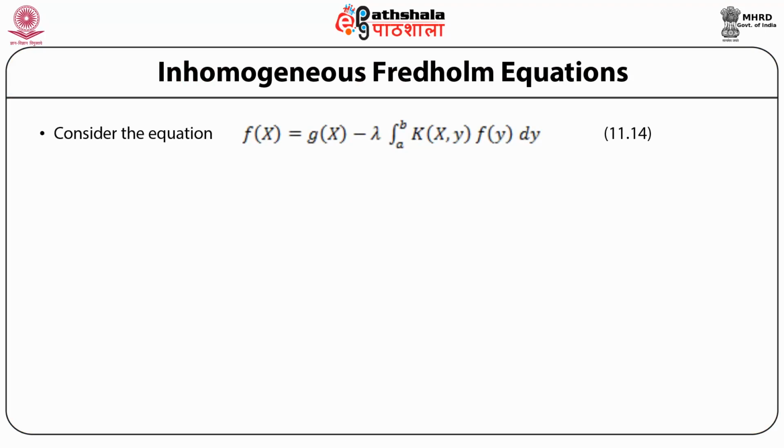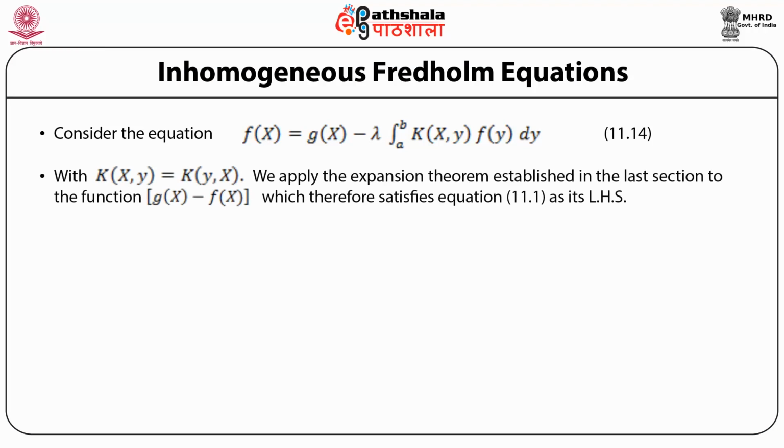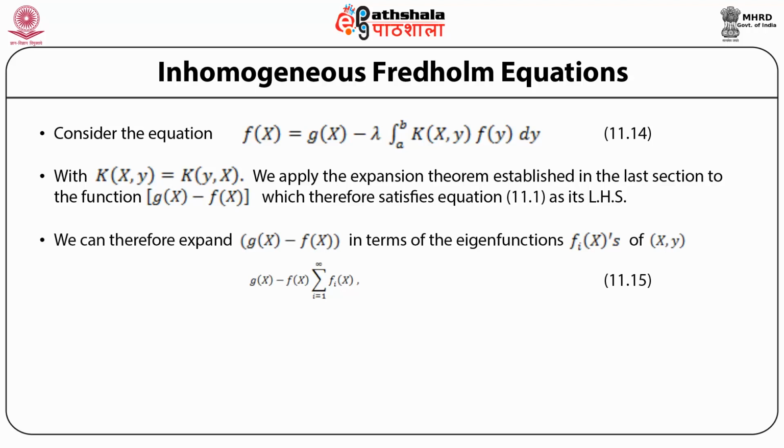We now consider the inhomogeneous Fredholm equation f(x) is equal to g(x) minus λ integral from a to b of the kernel k(x,y) f(y) dy. With the symmetric kernel, we apply the expansion theorem established in the last section to the function g(x) minus f(x), which therefore satisfies equation 11.1 as its left-hand side. We can therefore expand g(x) minus f(x) in terms of the eigenfunctions φ_i(x) of the kernel k(x,y): g(x) minus f(x) is the sum over i from 1 to infinity of α_i φ_i(x), where φ_i are the eigenfunctions of the kernel k.